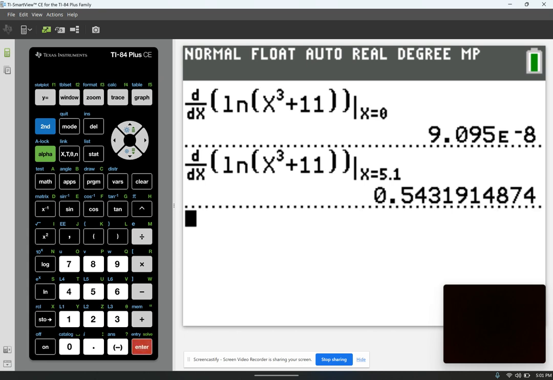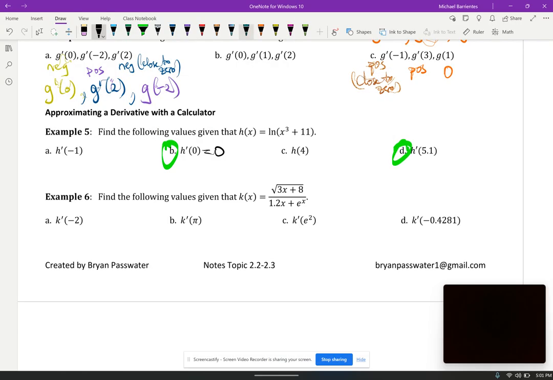We're going to be accurate to 3 decimal places. So we're going to say 0.543. And so that's going to be the answer that I write, 0.543. And you're done. You found the derivative. You found the derivative at specific points. You found the instantaneous rate of change by using the numerical derivative option on your calculator.